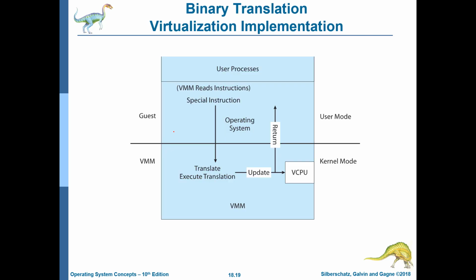So in this case, our workflow will be slightly different. We'll have a user process. The VMM will be reading instructions. The moment it encounters a special instruction, it replaces the code of the guest OS with a translated sequence. And then that translated sequence works on the vCPU and the rest remains the same.